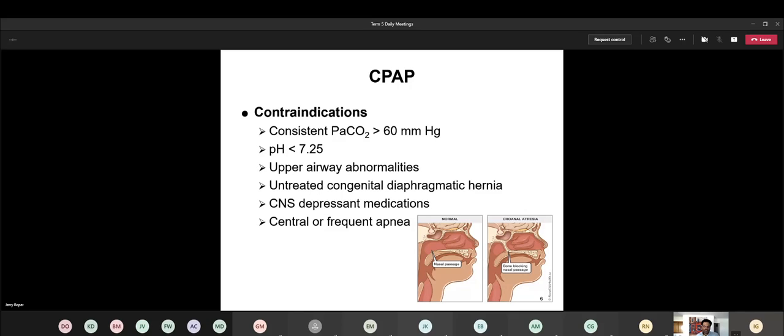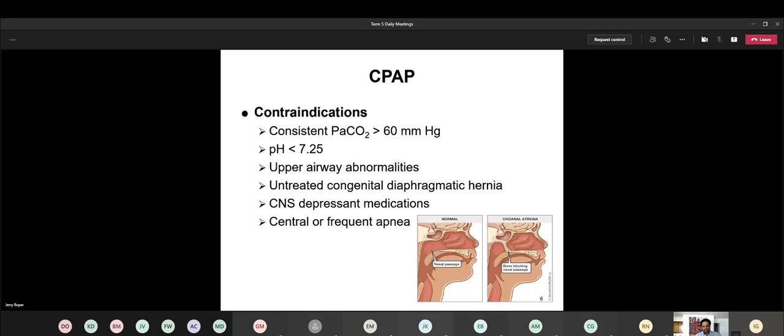Now, contraindications. 60 may be acceptable CO2 for some babies, especially if you've got a baby who's developed BPD. But in general, if their CO2s are trending upward, then they're going to need to be intubated. Same goes with the pH. If the CO2 is going up, then that means the pH is more than likely going down as well.